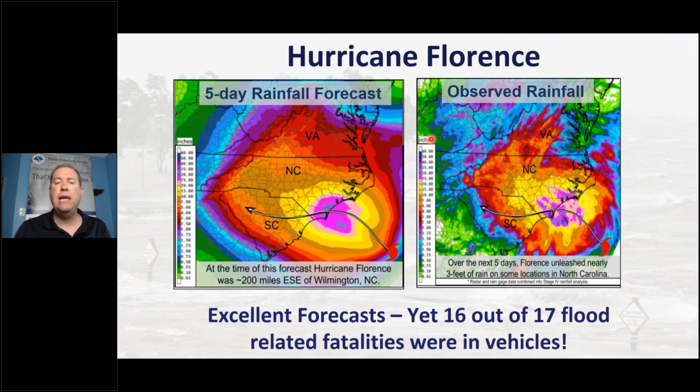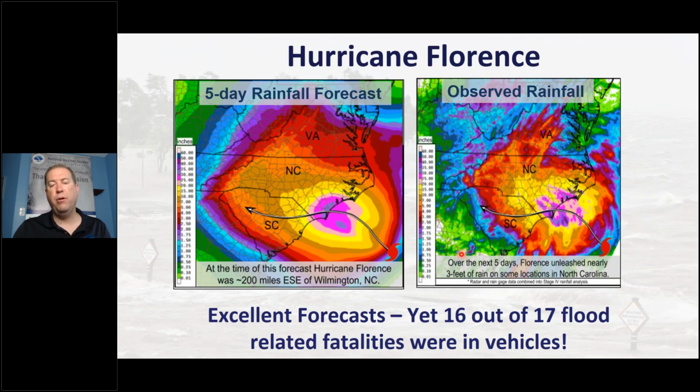We need people to understand it. And this is a good example of that. This is a 5-day forecast from Hurricane Florence. The yellow shading is roughly 15 inches of rain. Anywhere in pink is 20, 25, 30 inches of rain predicted for Southeast North Carolina. And this is a track of Florence.